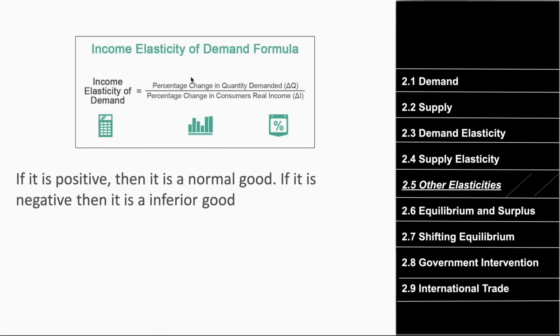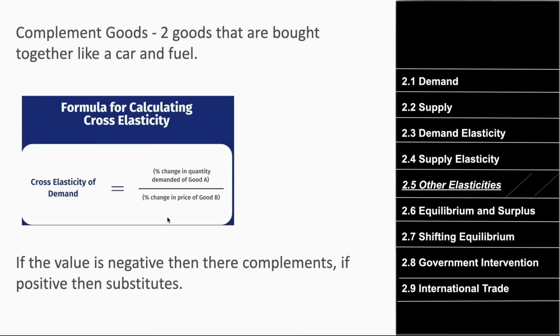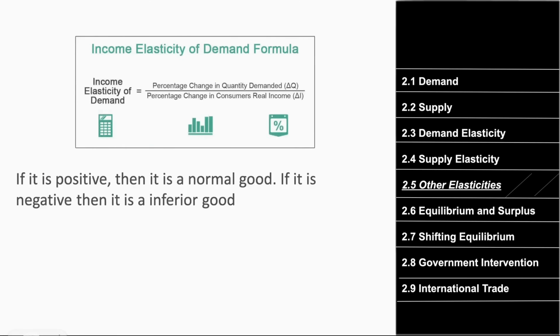You calculate it by finding the percent change in quantity demanded over the percent change in income. If the value is positive, then it is a normal good. If it's negative, then it's an inferior good. So just make sure to remember that. And then for cross price elasticity, it's the percent change in quantity of one product over the percent change in price of another product. If the value is negative, then they're complements. If it's positive, then they're substitutes.